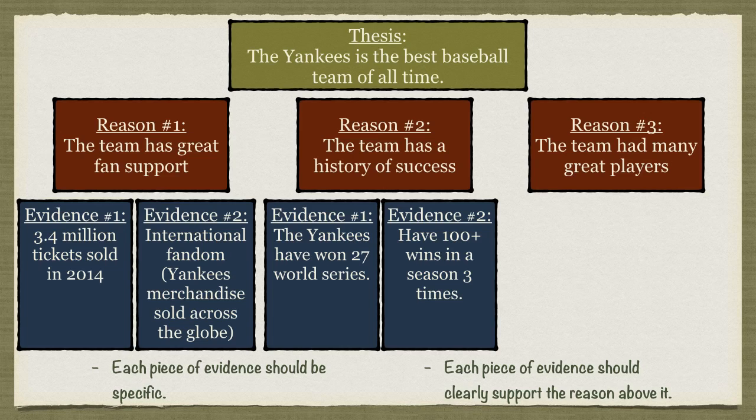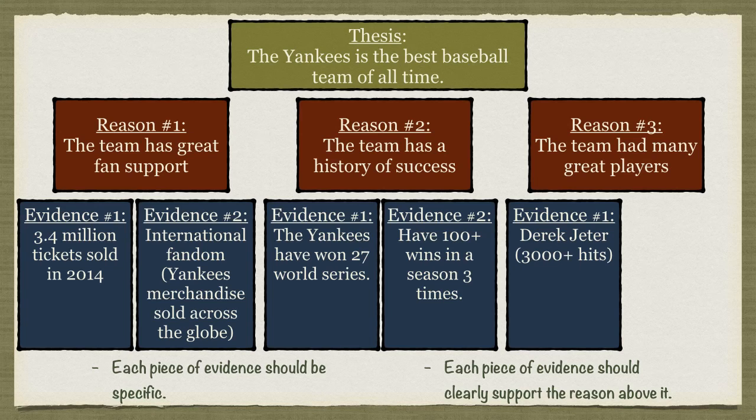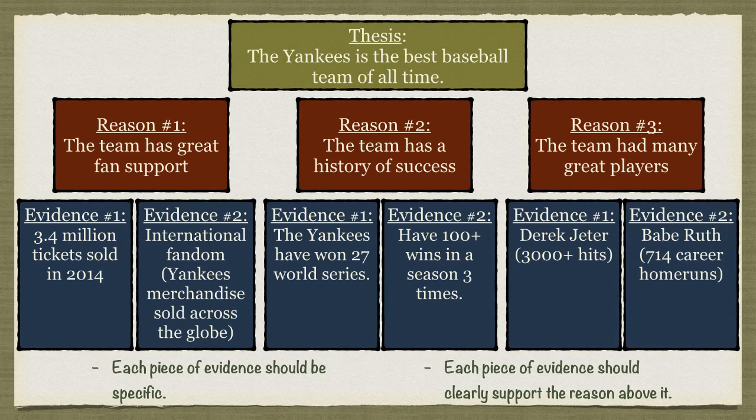So now that we're set with reason 2, let's move on to reason 3. The team had many great players. Now this one's pretty easy to do, and I'm sure you can automatically think of a few of the great players the Yankees have had, but 2 that I thought of were Derek Jeter and his 3,000 plus hits, and Babe Ruth and his 714 career home runs. So there you can see I came up with 2 specific players, and they certainly support the idea of the Yankees having many great players. So there you have it, a completed 3-layer essay outline, a thesis, 3 reasons, and 6 pieces of evidence in total.